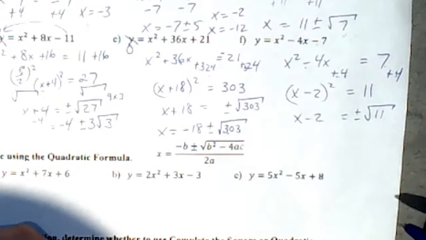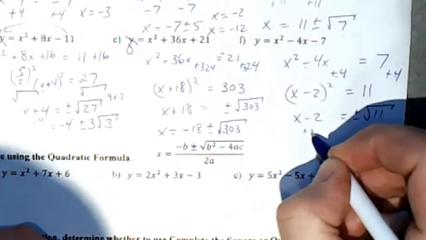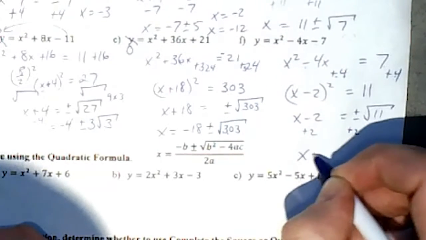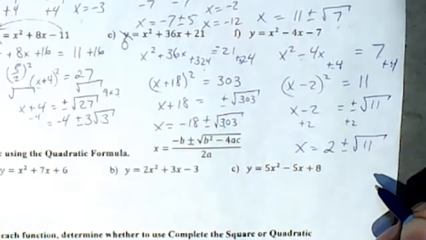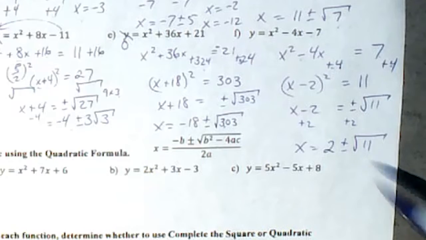Make sure you get the plus or minus. Add 2 to both sides. 11 is a much smaller number. We know nothing goes into it. That's a perfect square. We're done.